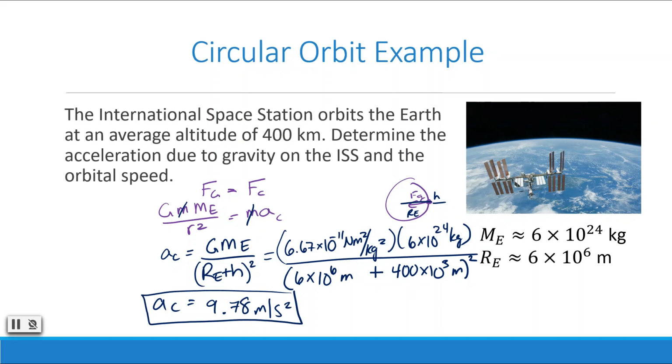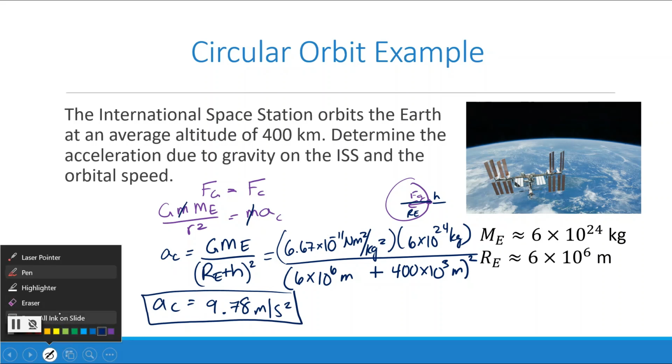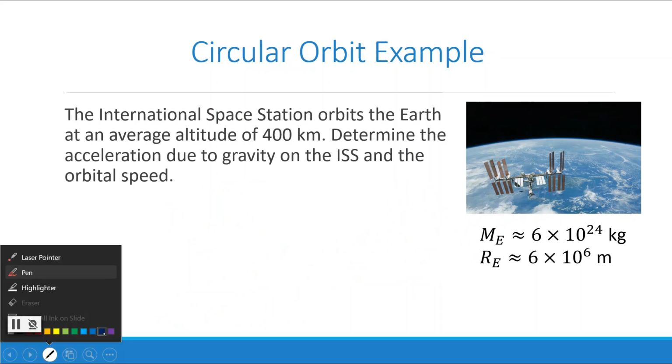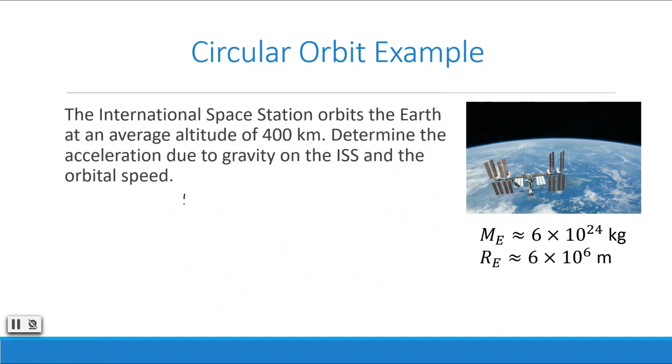To find the orbital speed is the next one. So in this case, for the orbital speed, we take it one step further. We take our gravitational force equal to our centripetal force. Our gravitational force is G m times the mass of the Earth over r squared. Our centripetal force is m, and we're going to use v squared over r. So one of those r's cancels. The little m for the mass of the ISS cancels.